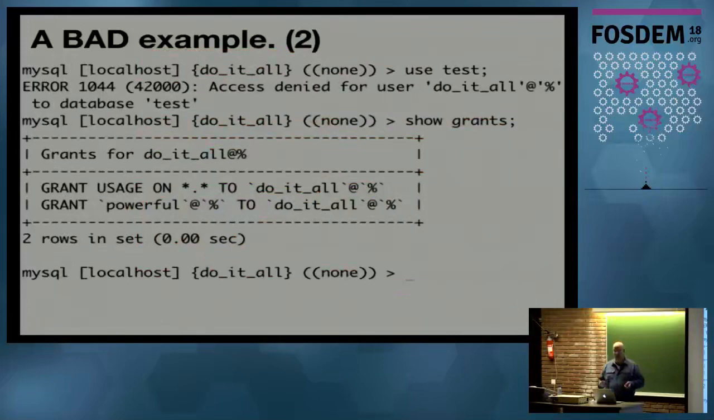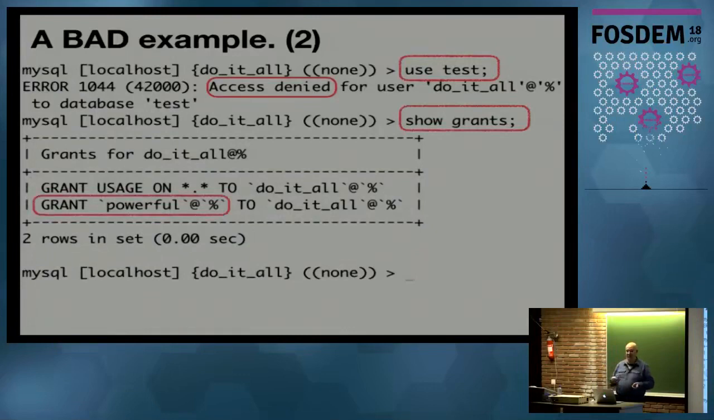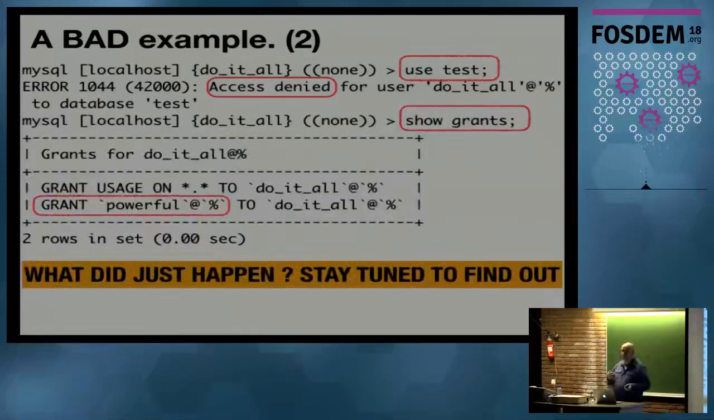So we connect with the new user, and we try use test, and it says access denied. And we show grants, and we see that the powerful role, the role that should contain the privileges, is there. However, it doesn't work. So what has happened? We are going to find out soon. Stay tuned.